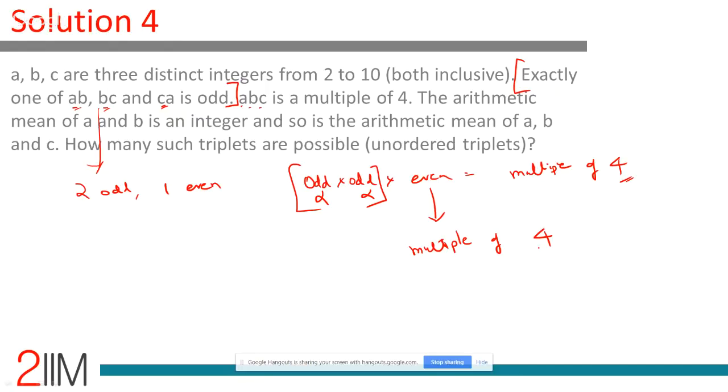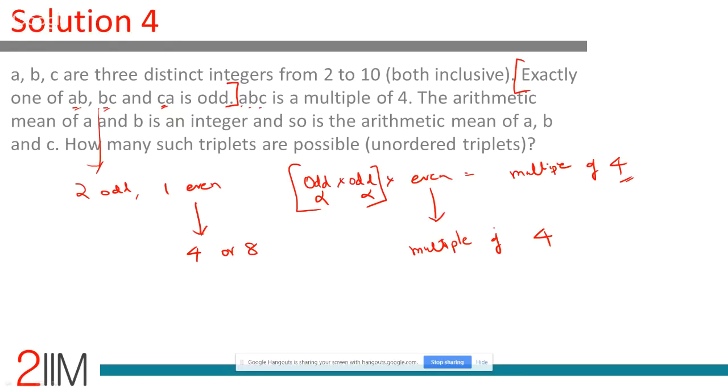Wonderful. So we have two odd numbers and one even number. Further, that even number is a multiple of 4. We're dealing with numbers from 2 to 10, so this even number is 4 or 8, one of these two. Wonderfully narrowed down.